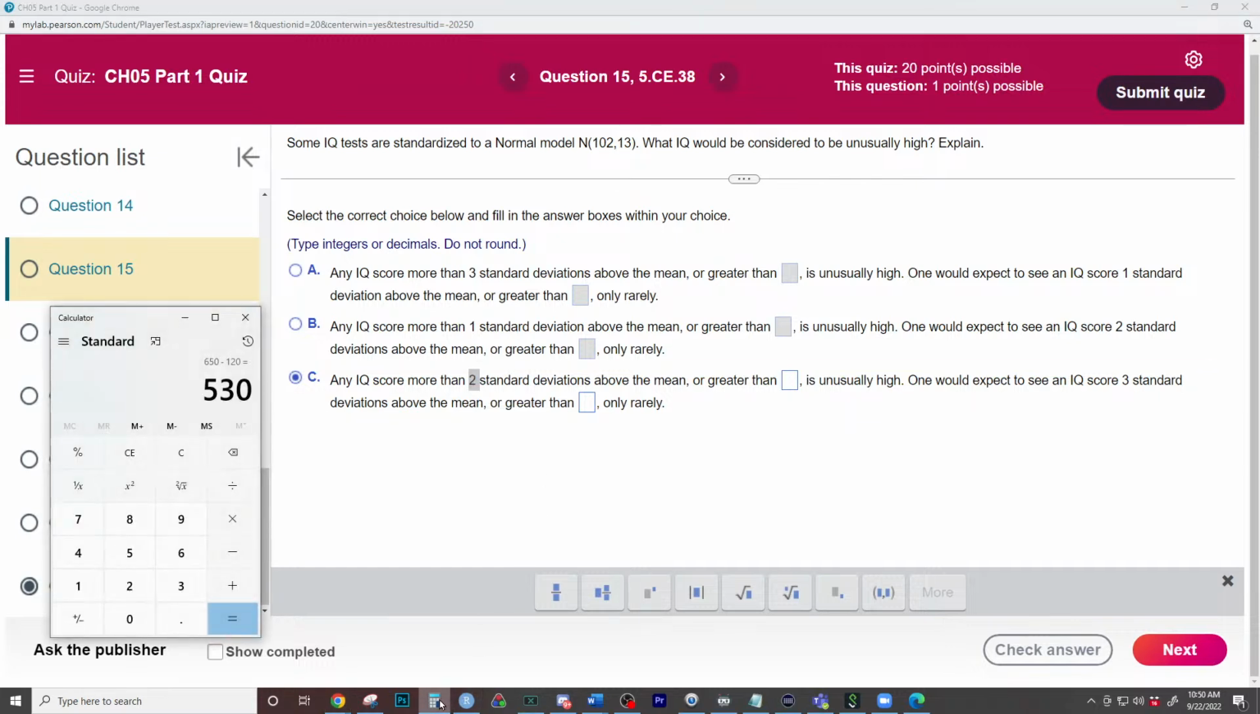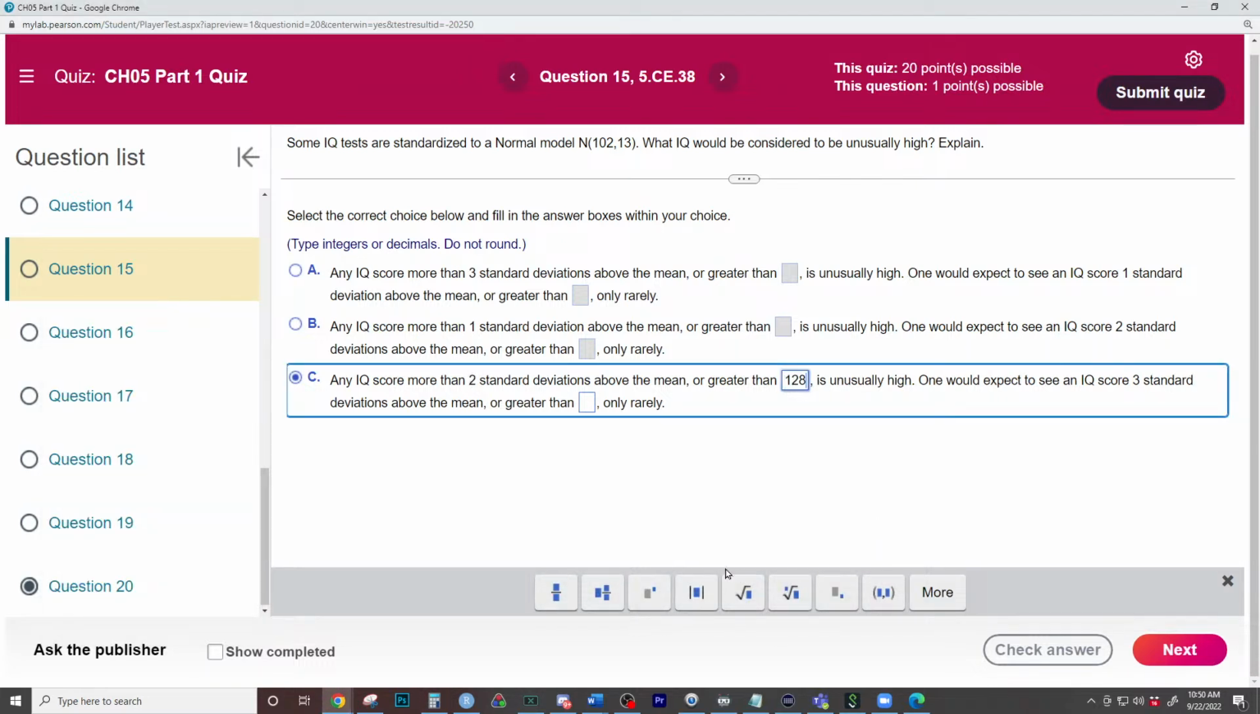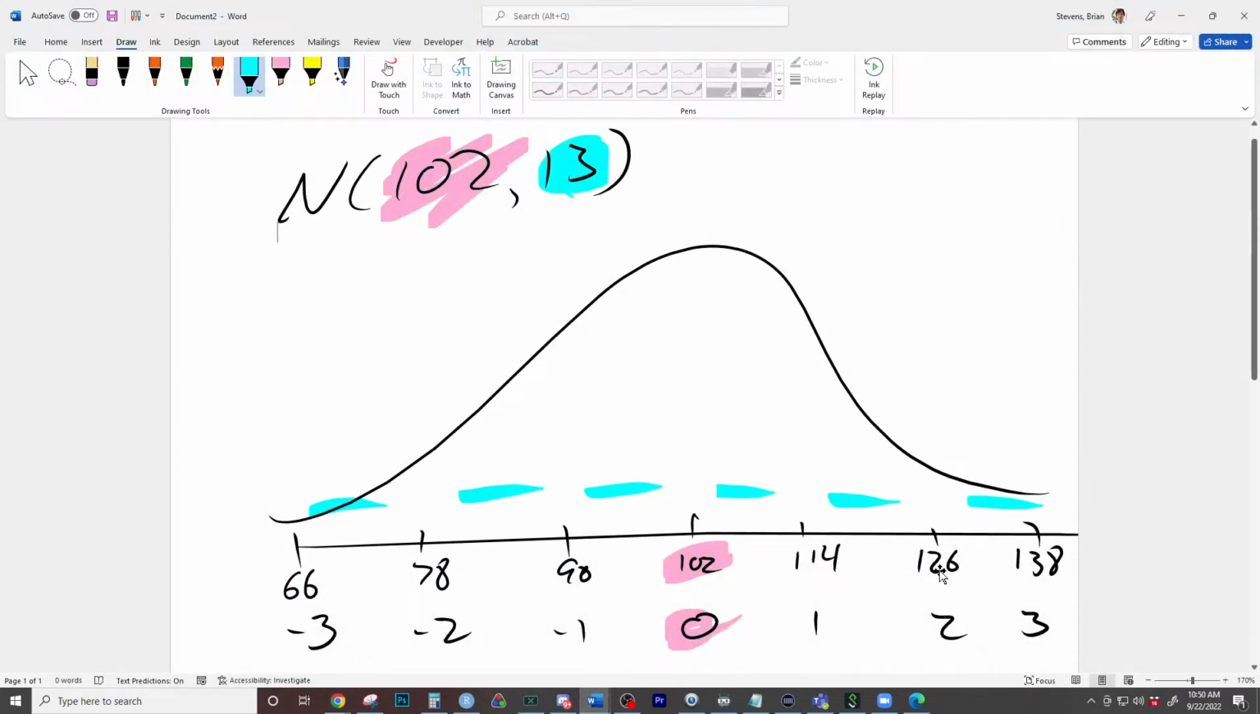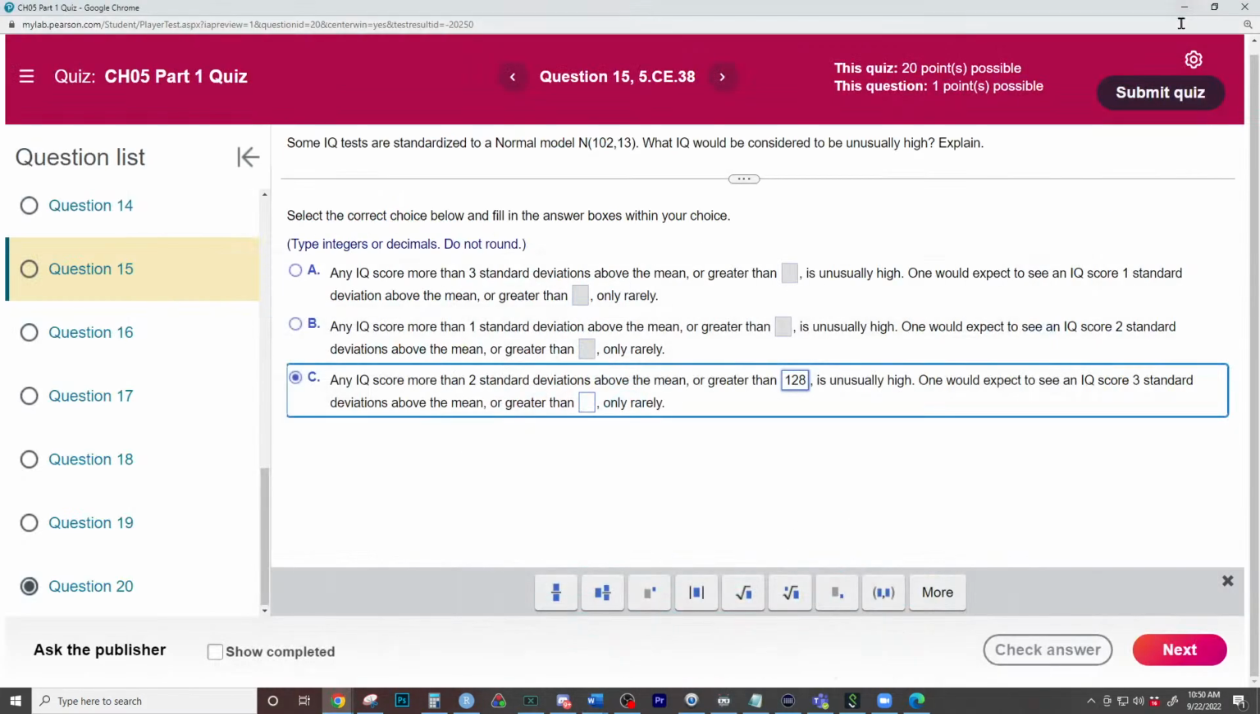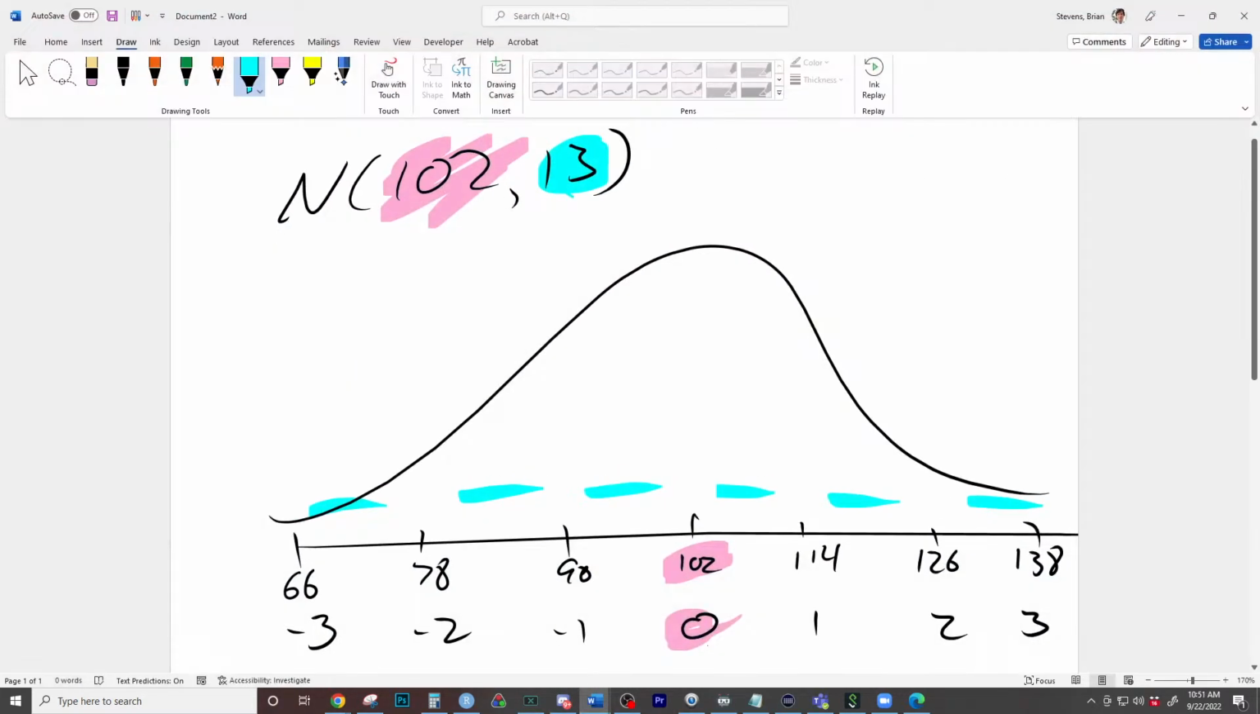Just say 2 standard deviations, 13 times 2 plus 102. There it is right there. And then double confirm by looking at your chart. Ooh. Ooh, we did it wrong. Look at that. I purposely did that. We actually did it incorrectly. I did a standard deviation of 12 right here. So you can make mistakes.